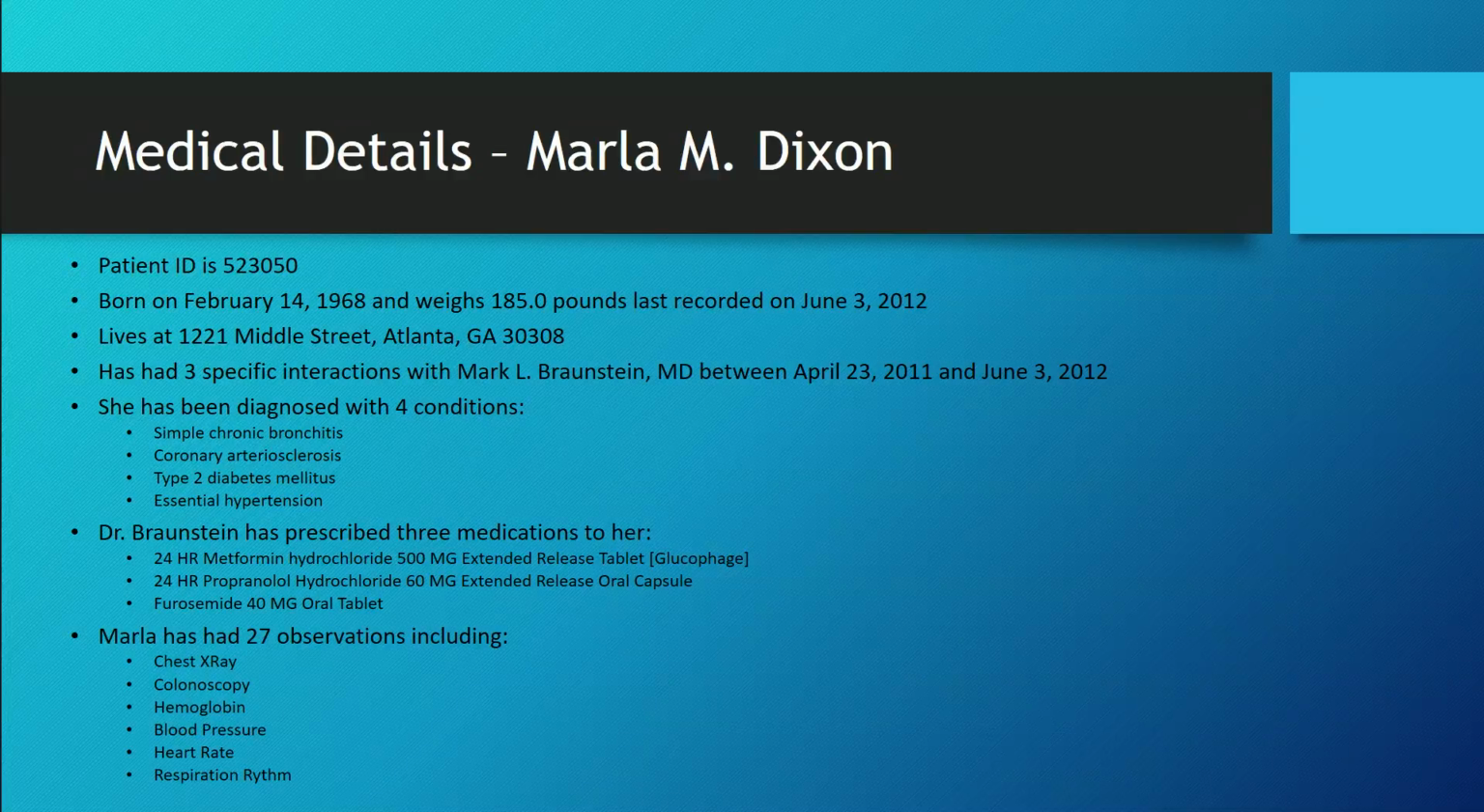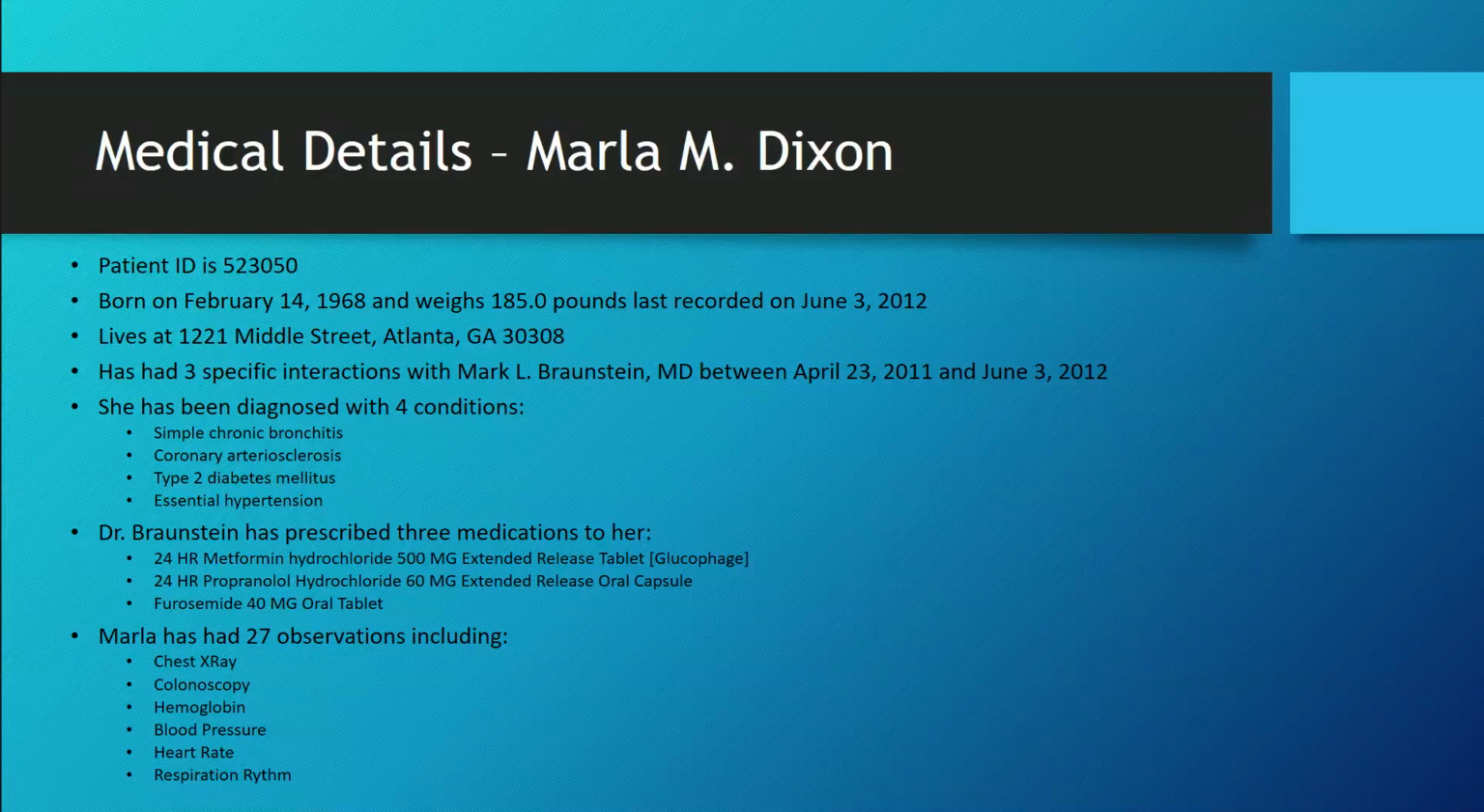Given all the search options inside the system, we were able to compile the following information for Marla Dixon. Her patient ID is 523050. She was born on February 14, 1968, and weighs 185 pounds, as last recorded on June 3, 2012. She lives at 1221 Middle Street, Atlanta, Georgia.